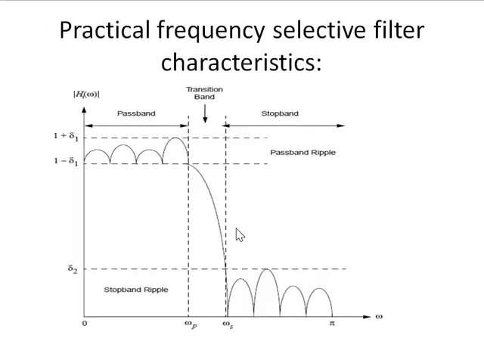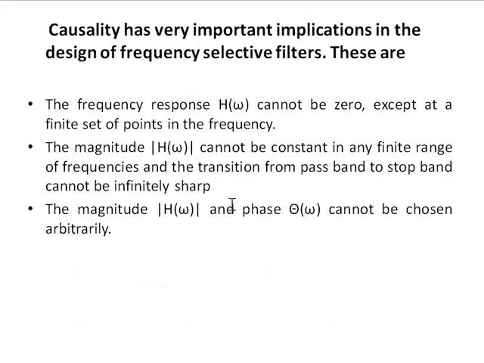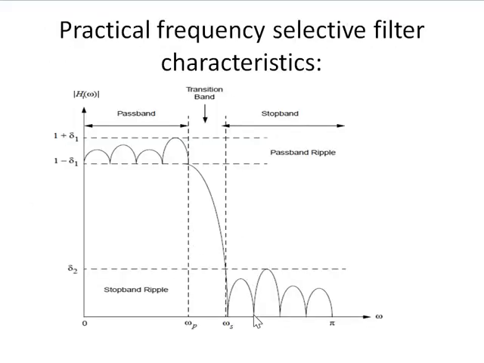In the previous case, for the ideal low pass filter, h of omega in the stop band is zero for all frequencies in that particular range. But here, it gives the value 0 only for a set of frequencies, not for a whole band of frequencies. That is the first implication, so we should consider a characteristic like this.